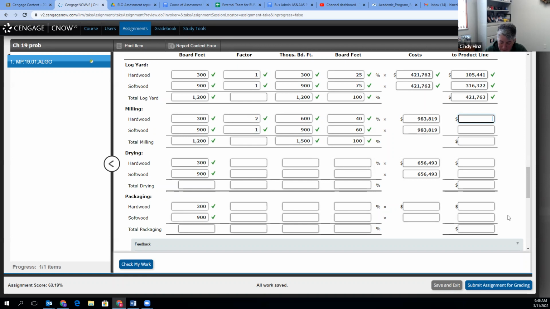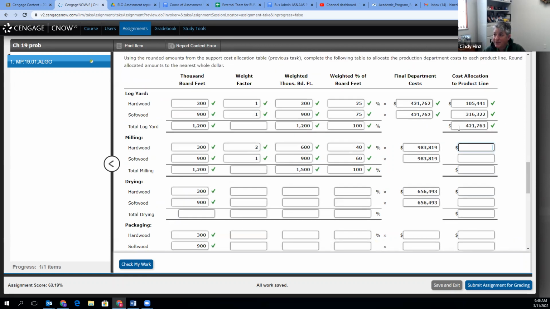Yeah, and then following the directions, it says to round, but I'm one of those people who likes everything to come out to the penny. And so the fact that we are now allocating an extra $1, I don't really care for that. But it's the nature of rounding, so.